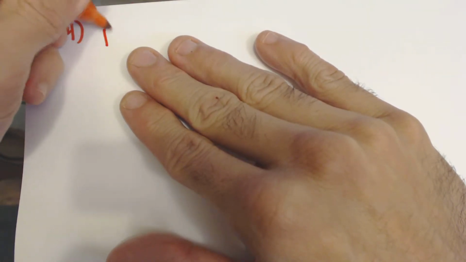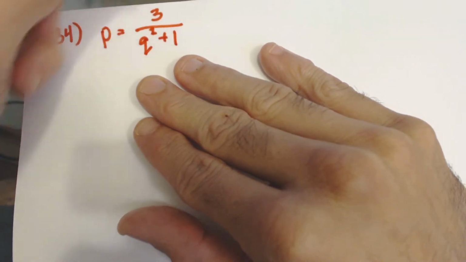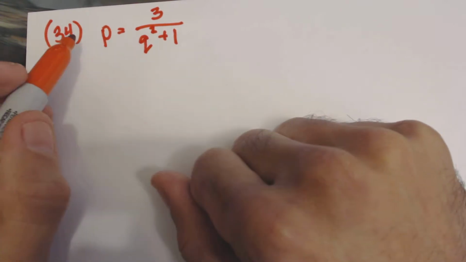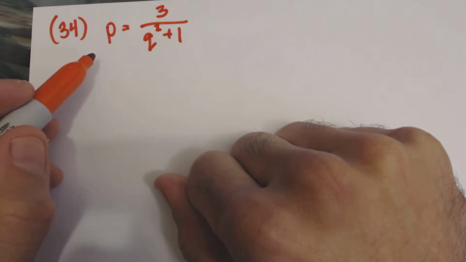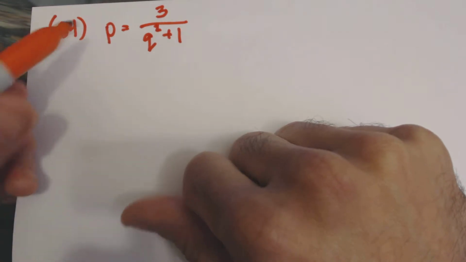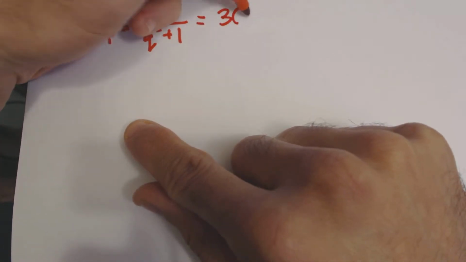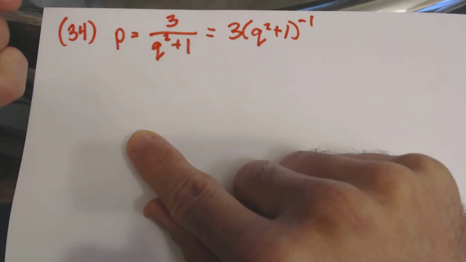So we've got P equals 3 over Q squared plus 1. So we're trying to get the derivative of quantity with respect to price, not the derivative of price with respect to quantity. So let's take the derivative. Let's rewrite the top as 3 times (Q squared plus 1) raised to the power of negative 1.